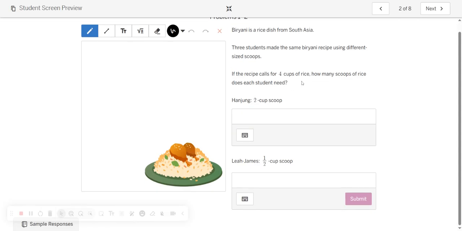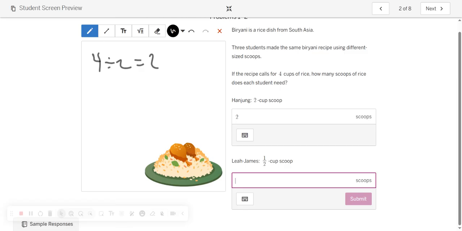Okay, so they need 4 cups of rice, and really this is a division problem. So you need 4 cups of rice, and you've got scoops that are 2 cups. So 4 divided by 2 equals 2, and so I need 2 of those scoops for Hangjung.